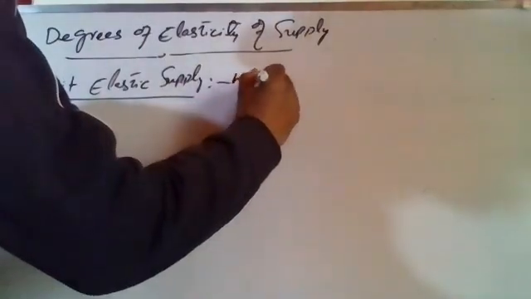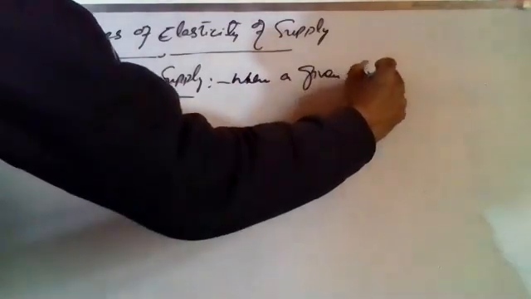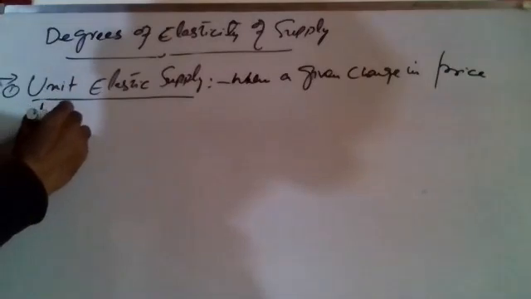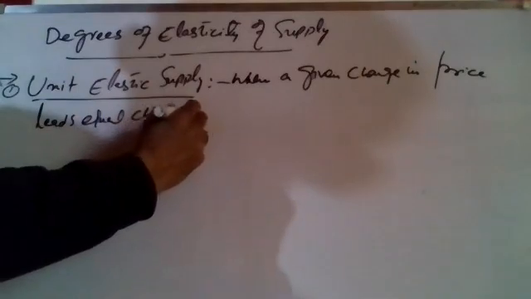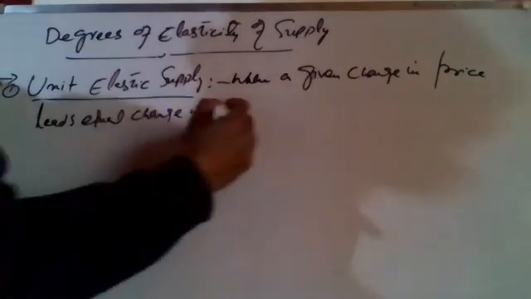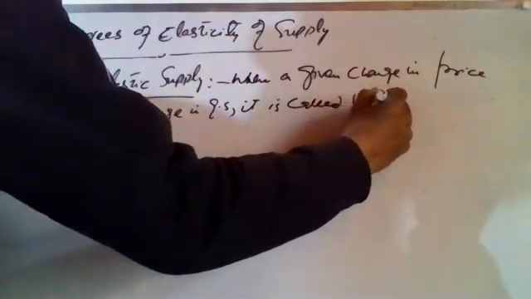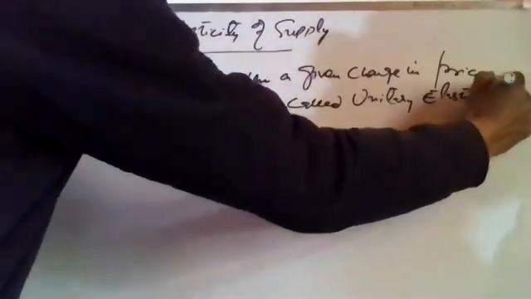So we can write it down: when a given change in price leads to an equal change in quantity supplied, it is called unit elastic supply or unitary elastic supply.